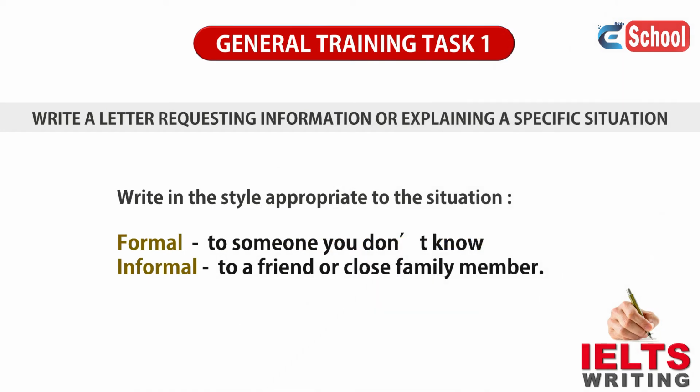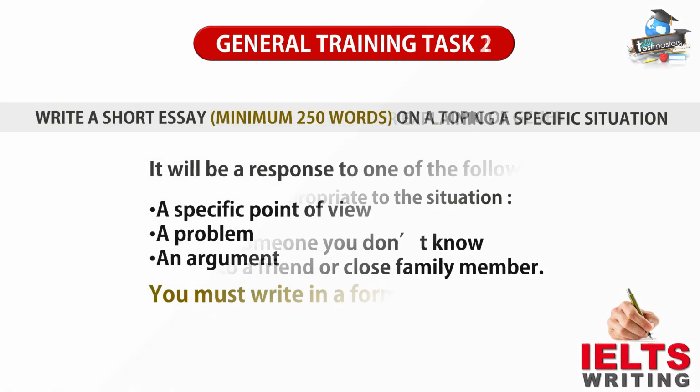In General Training Task 1, you're required to write a letter requesting information or explaining the situation in relation to a specific circumstance. The letter must be in the style appropriate to the situation. If writing to someone you don't know, it will be formal. For a friend or close family member, your language should be informal.